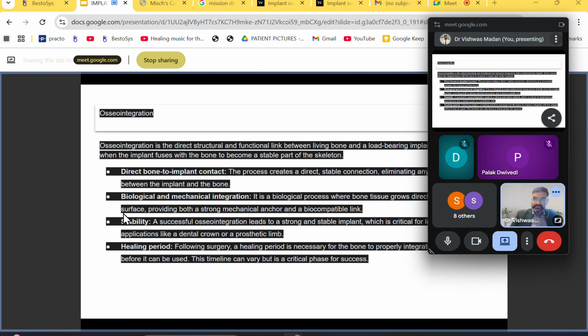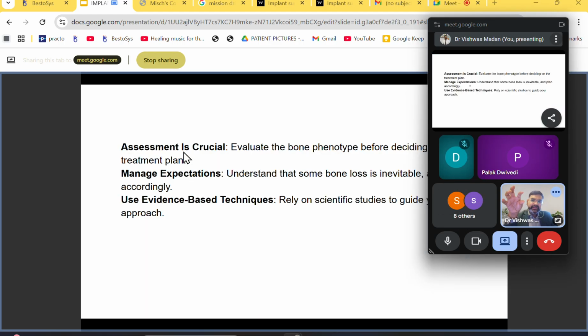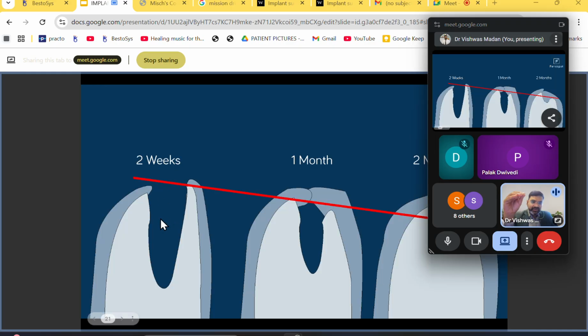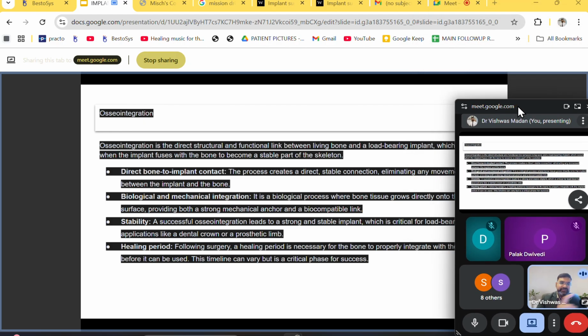So now when we have understanding of the bone type, the alveolar bone, the basal bone, now we can talk about something which is directly related to the implant, which is osseointegration. So what is osseointegration? It is just a structural and a functional link between the bone and the implant. It is applicable in any kind of implant or any kind of process which is fitted inside the human body. It is not only about dental implants.